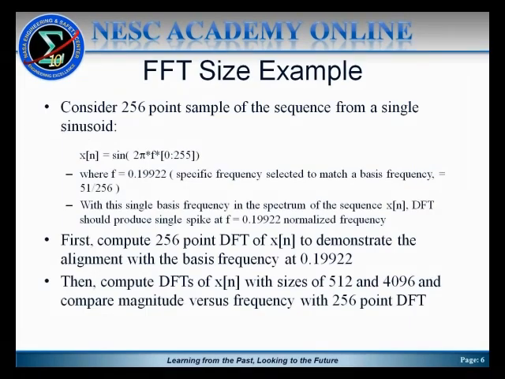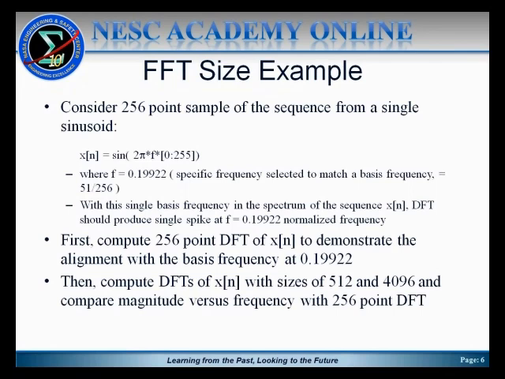As an example of FFT size, consider a 256-point sample of the sequence from a single sinusoid, where the sequence is defined as the n samples of this signal are sine of 2 pi f times 0, 1, 2, 3, up to 255, where in this example I'm going to pick f very specifically to be 0.19922, and that was selected to match one of the basis frequencies of that 256-point DFT, which happens to be 51 over 256.